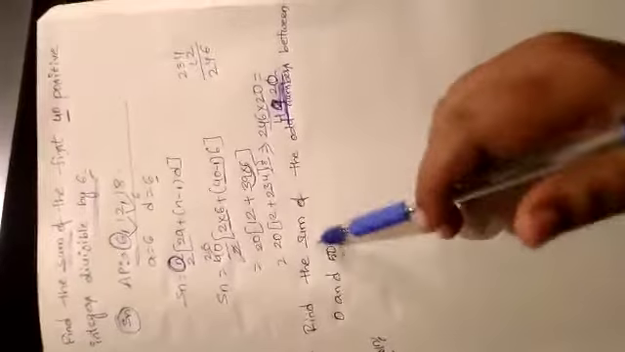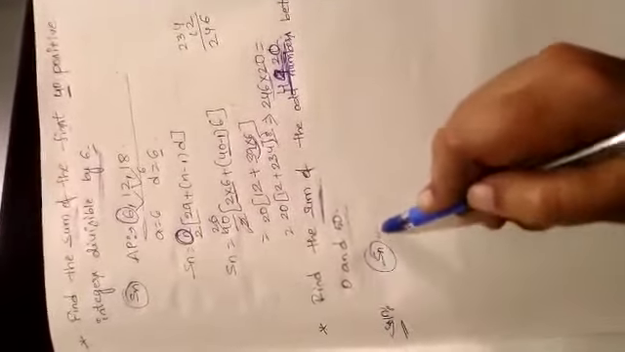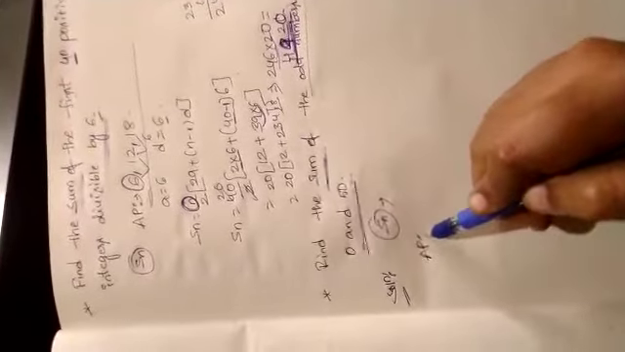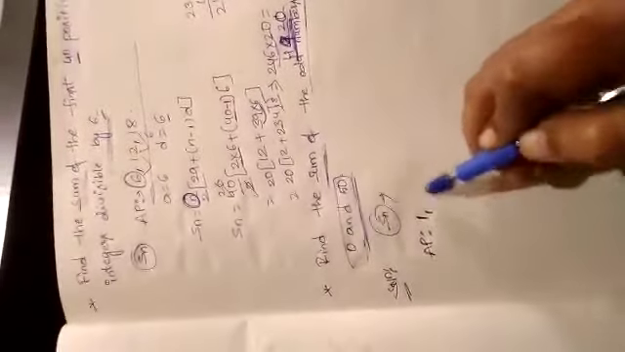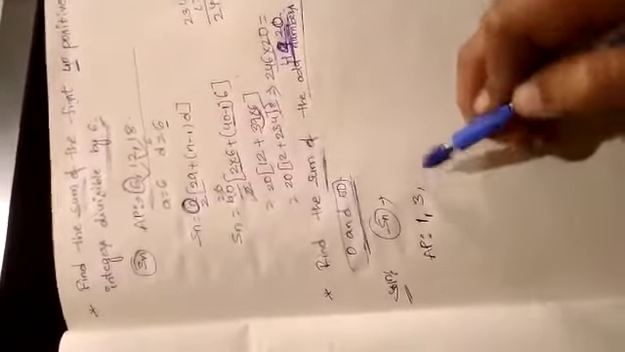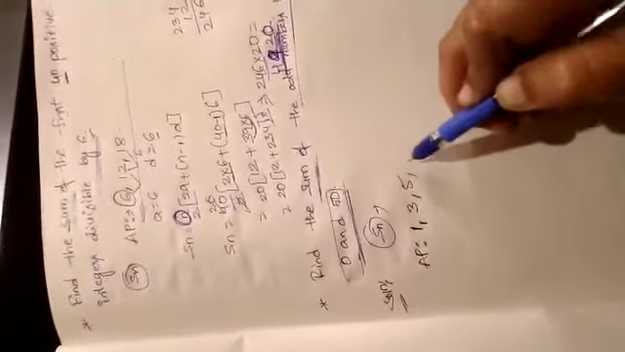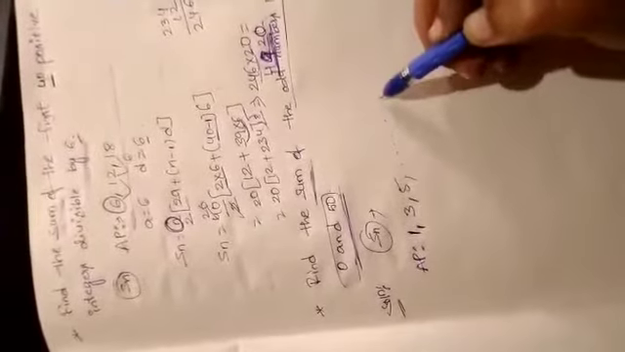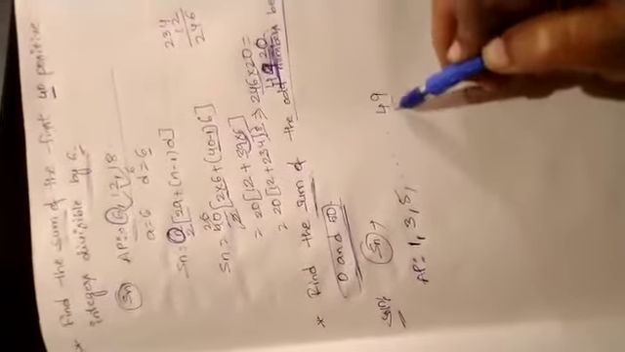Next question. Find the sum of the odd numbers between 0 and 50. So here we have to find sum. We have to find Sn value and the odd numbers between 0 and 50. What is our AP? AP equal to odd numbers between 0 and 50. So first odd number 1, second term 3, third 5, and so on 49. This is our AP.